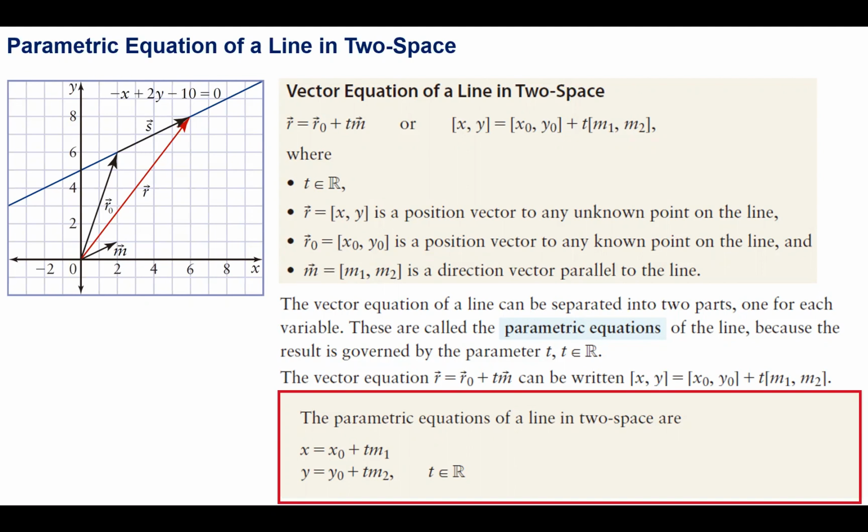Well, basically, it's the same thing as the vector equation, right? If you have the vector equation, then you can write the parametric equations of this line. Also, if you know the parametric equations of a line, then you can also write its vector equation. Any questions? Okay, I'll give you 2 minutes to have a look at the concept of parametric equation of a line in two space.